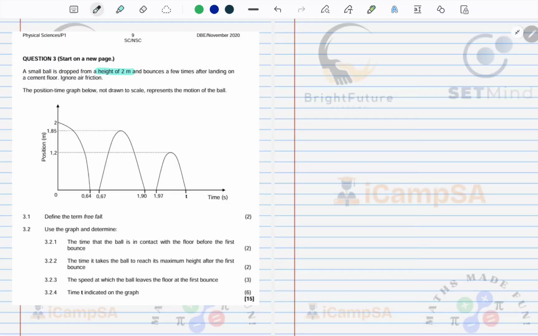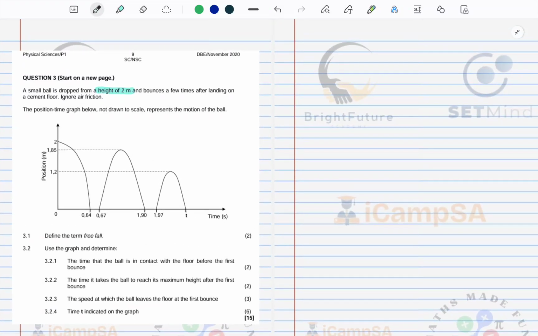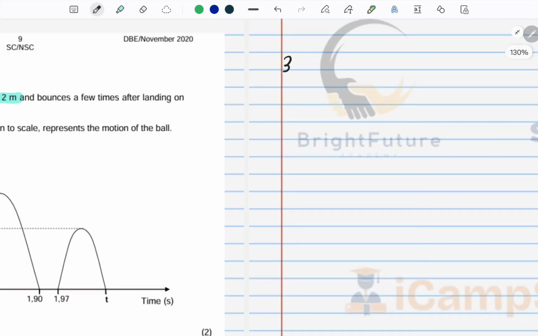Right, so now to define the term free fall. What are we talking about when we talk about free fall? Free fall here, we're talking about the motion of an object, the motion of an object which is under gravity only. That's it.